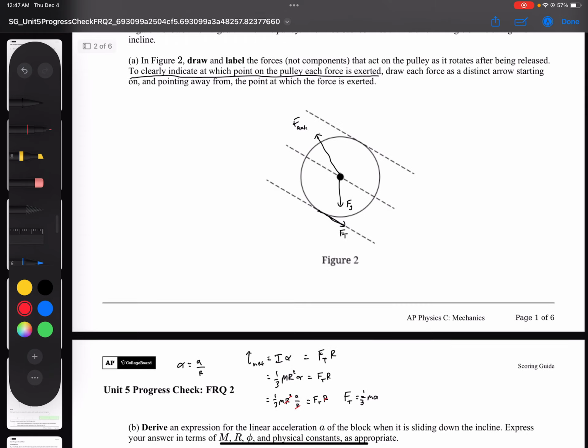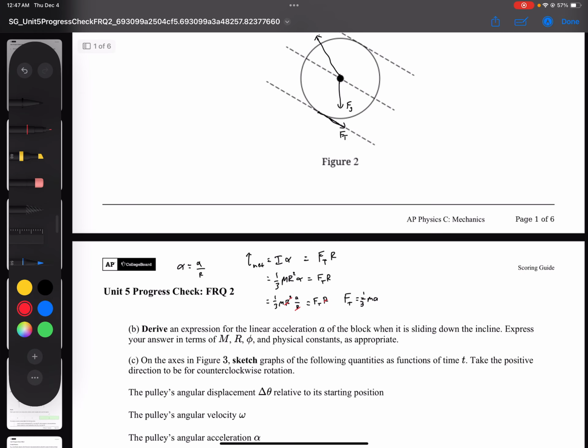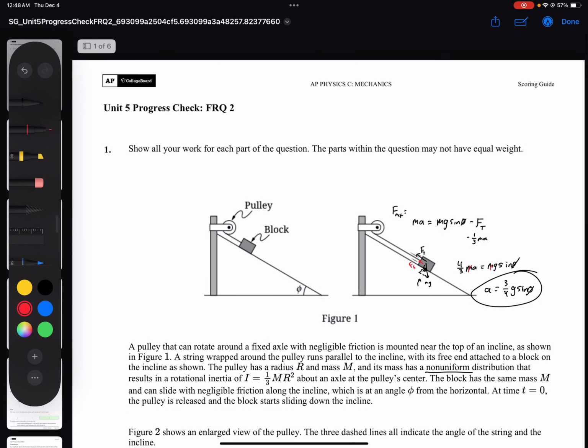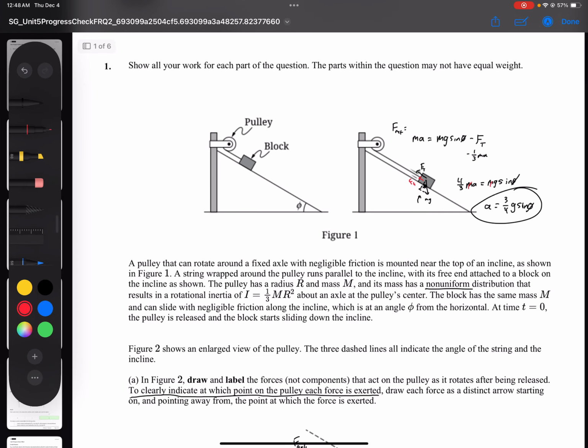The angular acceleration of the pulley depends on the tension. I'm not going to write it out because it says explain it to justify the answer, so I'm going to justify it with the equations we wrote down. Angular acceleration of the pulley depends on the tension force. And we know that if I add a friction force here, the acceleration of the block has to decrease.